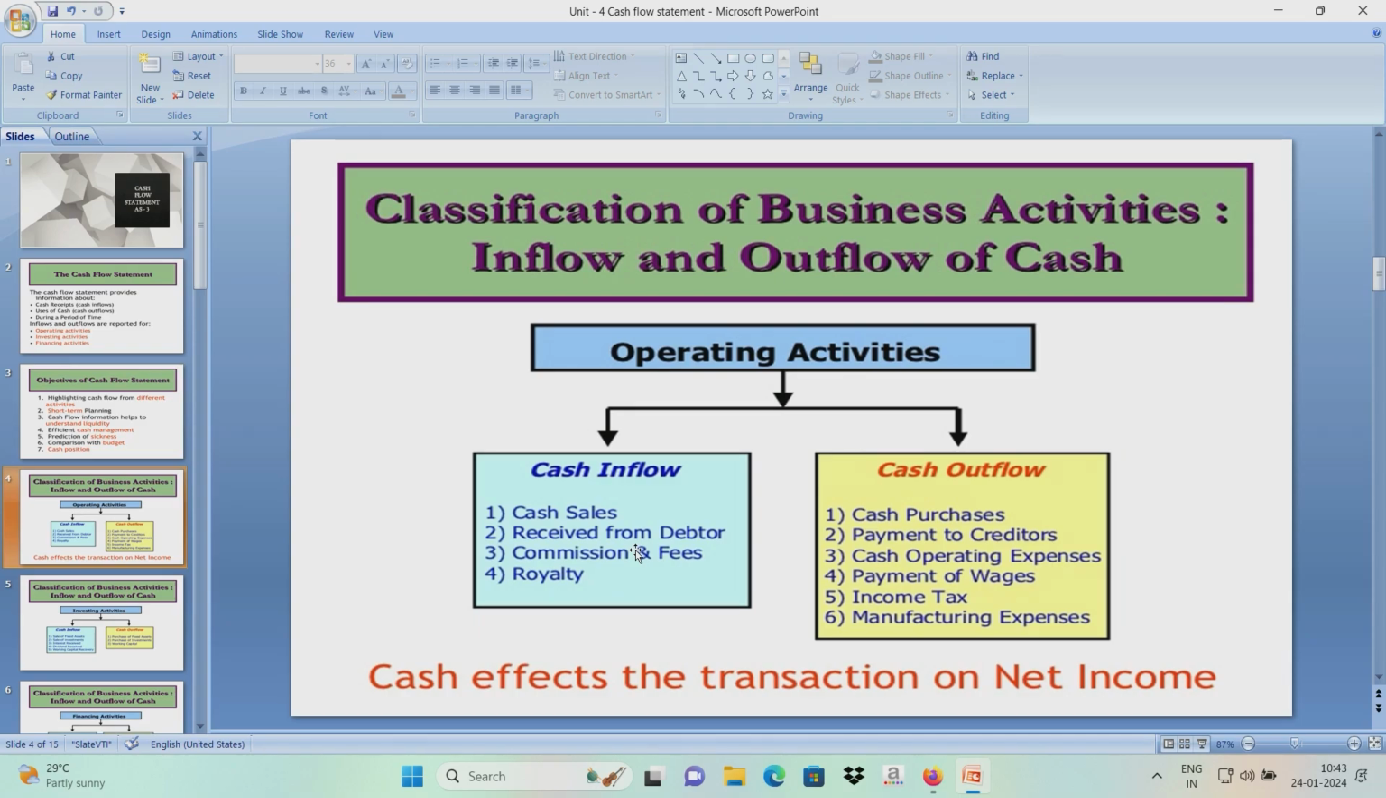Next is cash outflow. Cash purchases, payment to creditors, and whatever cash is related to operating expenses, payment of wages, payment of income tax and payment of manufacturing expenses come under cash outflows. So these are the things representing the operating activities.